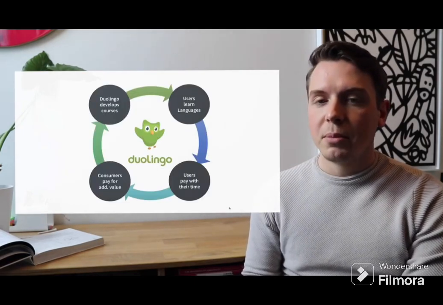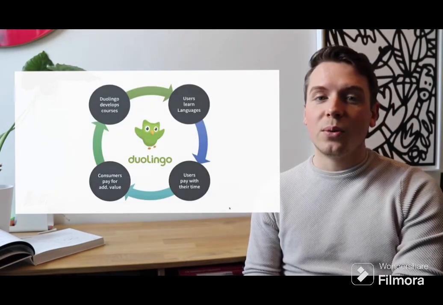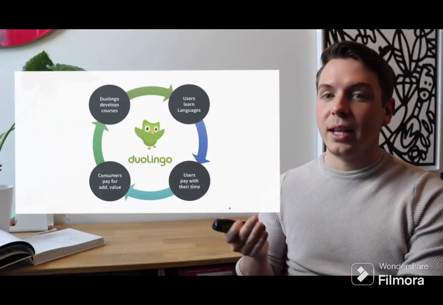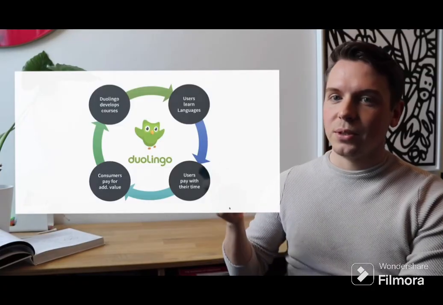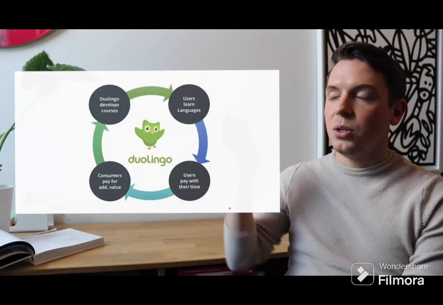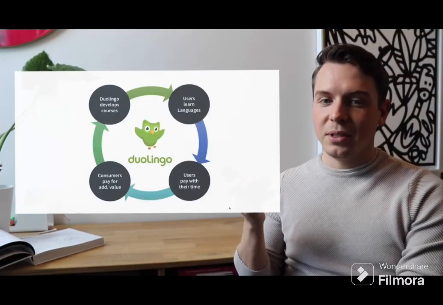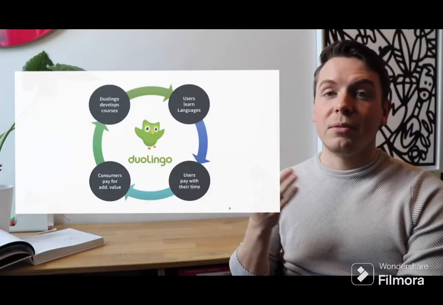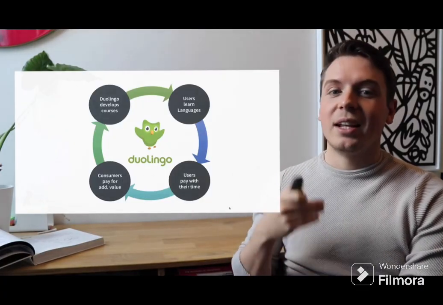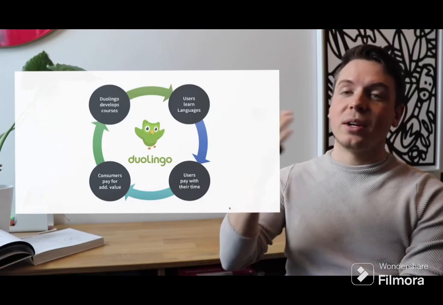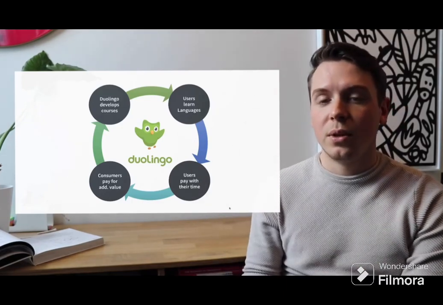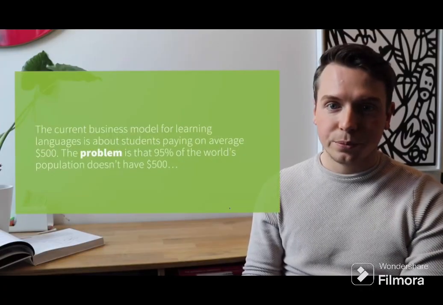How does Duolingo make money? Well, you can see over here that Duolingo, of course, develops courses, but how do they do that? How did they get the money to develop these courses? They rely fully on users that learn languages. The users pay with their time through advertisements, but there's also consumers that pay for additional value. So they might pay for a non-advertising space. And then Duolingo develops even more courses and attracts more users. And this is a circle, the money wheel that Duolingo has exploited over the years.